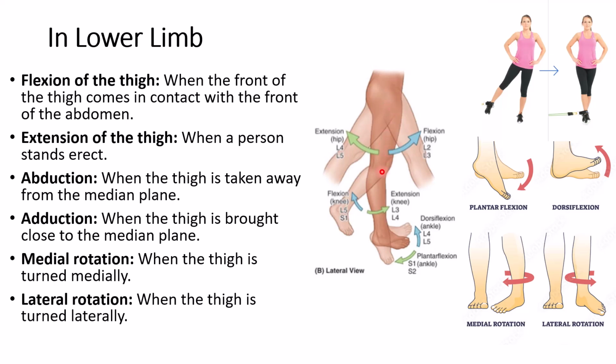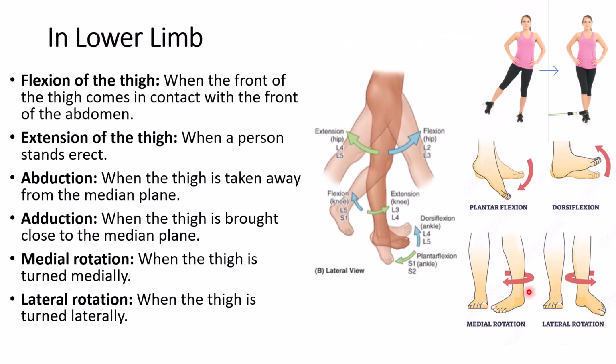Then abduction is when the thigh is taken away from the median plane. You can see here, this is the abduction. And here this is the adduction, when the thigh is moved toward the median plane. Medial rotation is when we turn the limb or the thigh medially. And when the thigh is turned laterally, this is called lateral rotation.